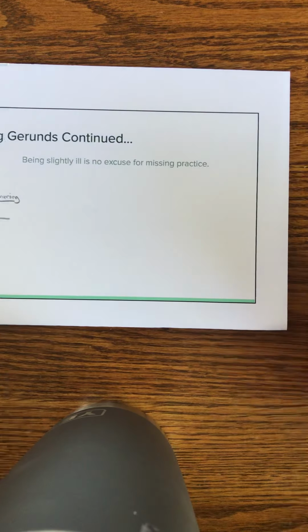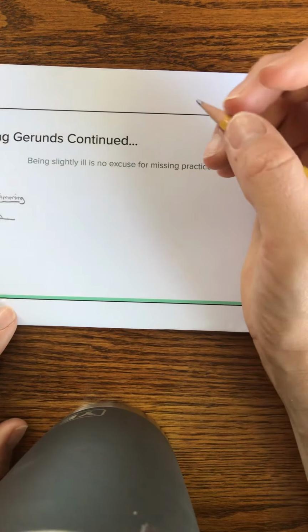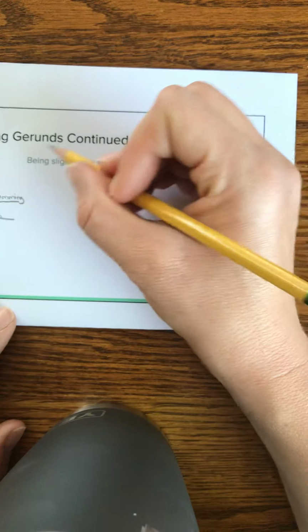Let's take a look at this sentence. Being slightly ill is no excuse for missing practice. Again, I'll start with my subject. What's my subject? This is all about being slightly ill.